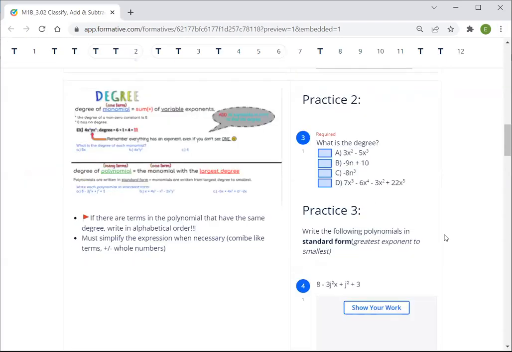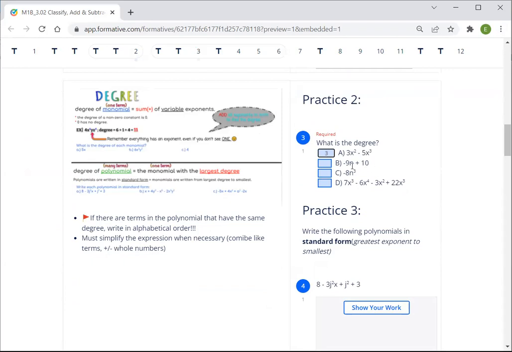Okay, now let's try to see if we can identify these based on the degree. So it says, what is the degree of each of these? So remember, the degree is the highest exponent. Okay, so if we look here at A, the highest exponent I see is 3. So that's the degree. It would be cubic.